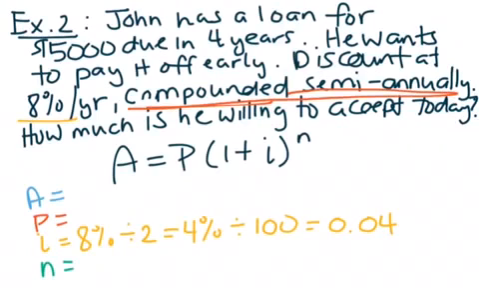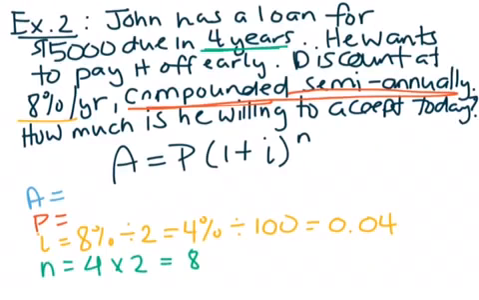And now let's do n. So we're looking for n, the number of periods. Where do you see the number of periods? Well, he's got to pay this loan off in 4 years. So there's our number of periods, 4. Take a look at our chart. What do we do with n when interest is compounded semi-annually? We have to multiply it by 2, which makes 8. Okay, so we've got our i, we've got our n.